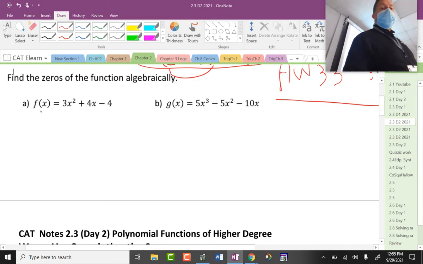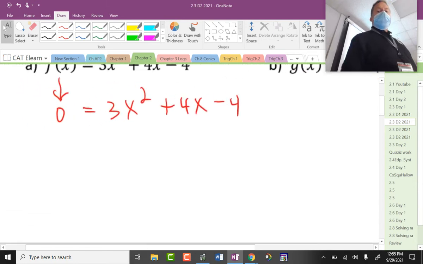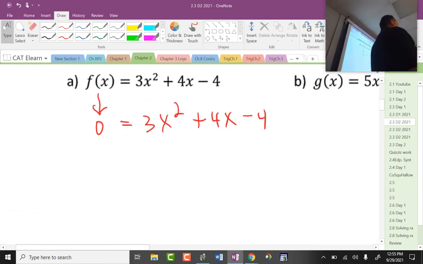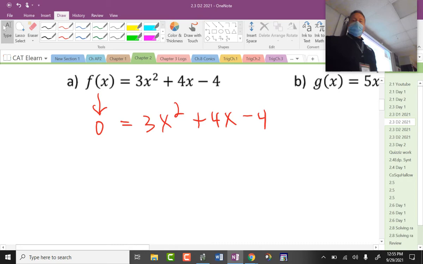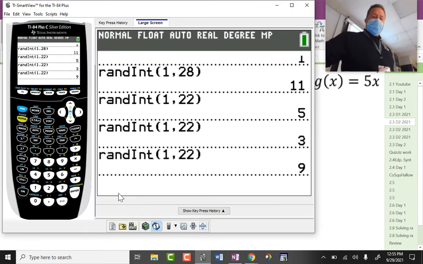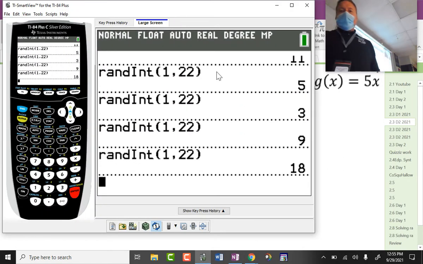This is a solve. To find the zeros of this, we set this equal to 0. And then we actually solve this, which means we factor first. Then we use what's called the zero product property. All right, let's grab a student, not physically, but let's get one on the calculator.